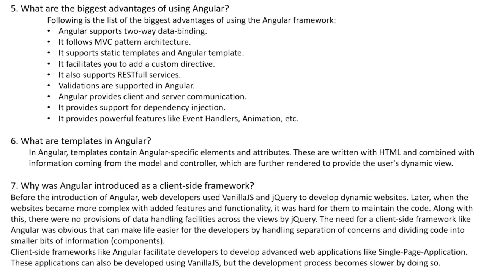Question 5. What are the biggest advantages of using Angular? Answer. Following is the list of the biggest advantages of using the Angular framework. Angular supports two-way data binding. It follows MVC pattern architecture. It supports static templates and Angular template. It facilitates you to add a custom directive. It also supports RESTful services. Validations are supported in Angular. Angular provides client and server communication. It provides support for dependency injection. It provides powerful features like event handlers, animation, etc.